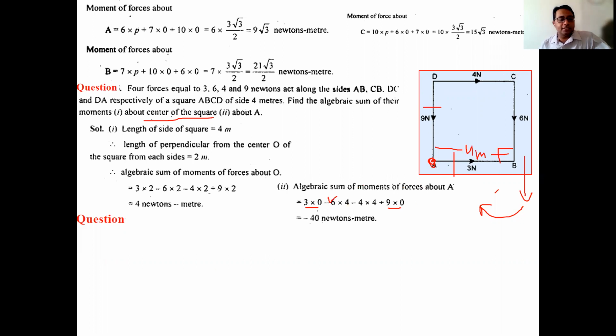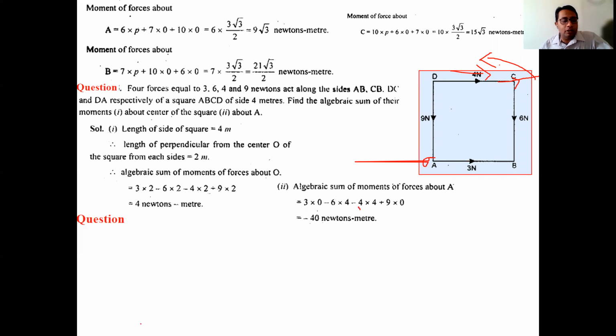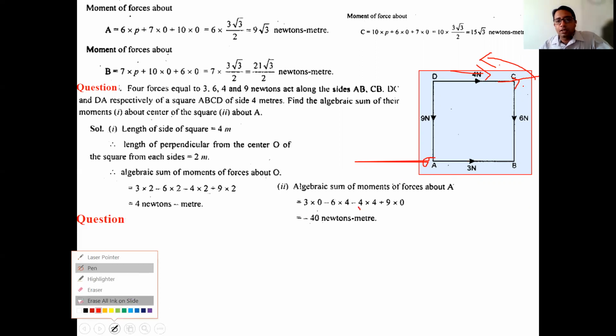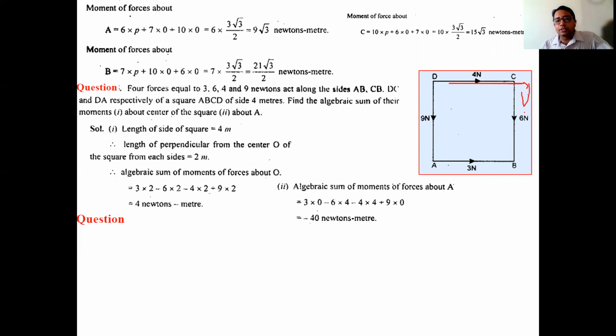Similarly for 4 newtons, if we check about point A, which way will it move? This is the point A, and 4 newtons is applied in this direction, so the body will move like this. Sorry, I made a mistake; it will also be clockwise. So it will move like this, and it will be minus 4 into 4. You will get minus 40 newton meters. So this is the answer to this question.